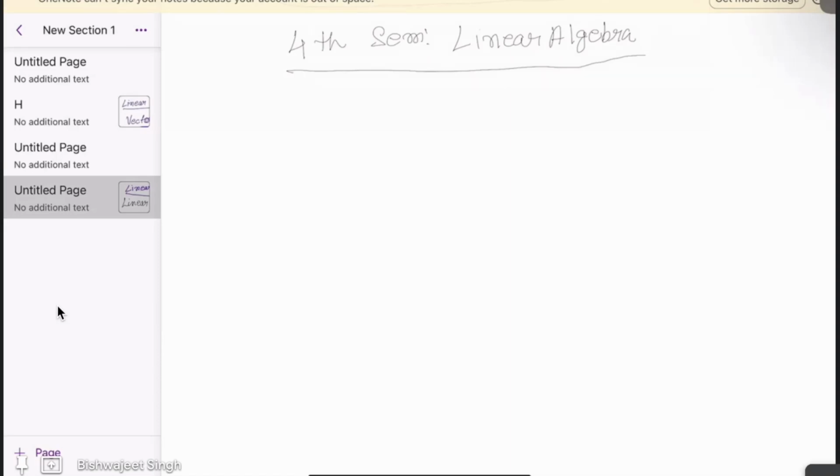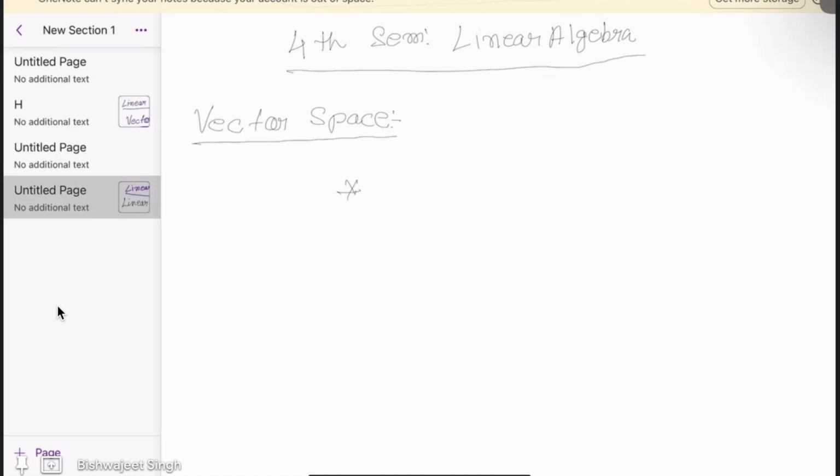So we'll start with what we call a vector space. Yesterday, in the last class, I gave you some idea of what a vector space is, or how we actually create a vector space. Essentially, we take some operation, let's say some operation star.